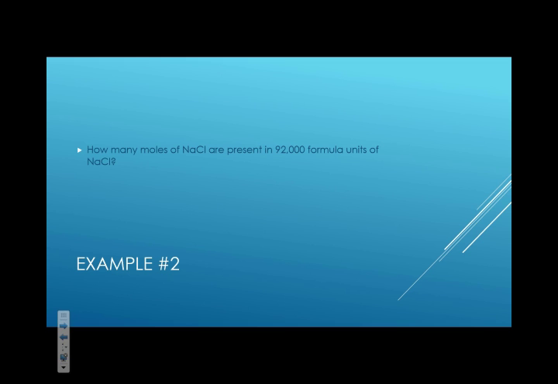Let's look at a second example. How many moles of sodium chloride are present in 92,000 formula units of sodium chloride? We're going to start with the number that we're given, 92,000. We're going to abbreviate formula units, fun, because chemistry is fun. And I'm remembering that Avogadro's number has to do with really small stuff, and formula units are really small. So 6.022 times 10 to the 23rd formula units of NaCl are equal to 1 mole of NaCl.